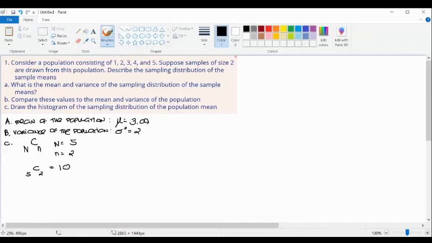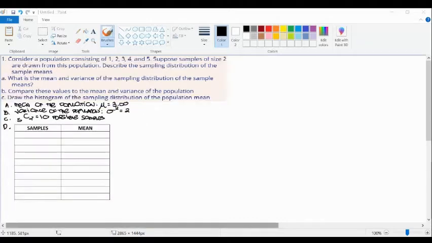Next, we're going to list all the possible samples and their corresponding means. For this, we have samples of 1, 2, 1, 3, 1, 4, 1, 5. Let's have another one, 2, 1. We already have 2, 1, which is the same as 1, 2. Let's have 2, 3. Next, it's 2, 4.